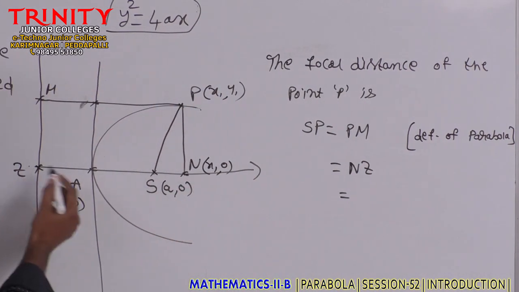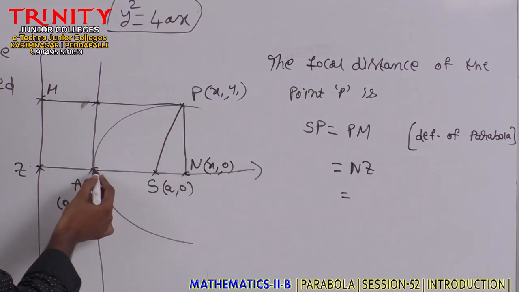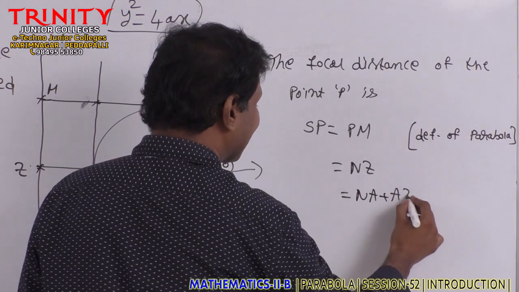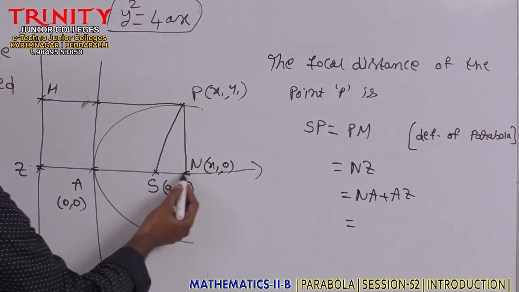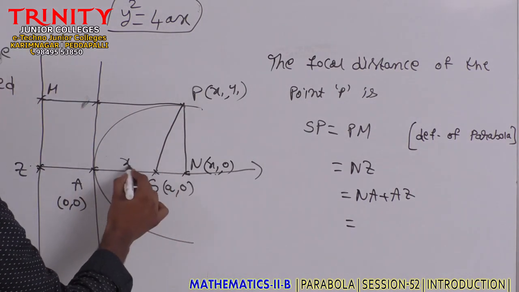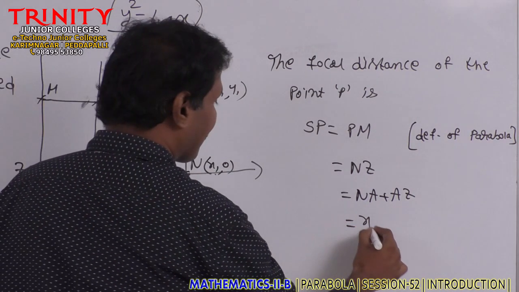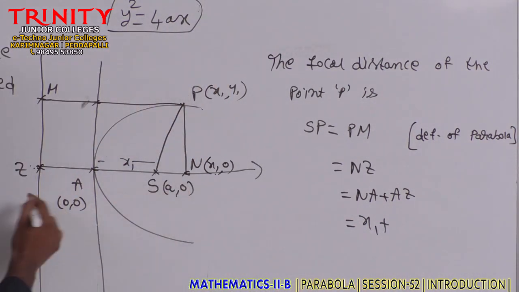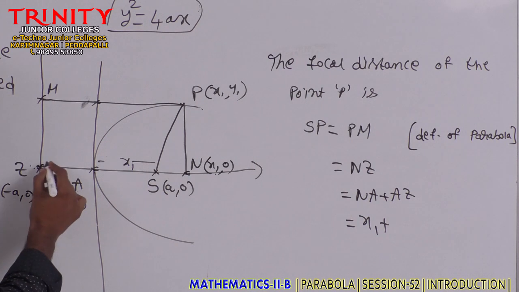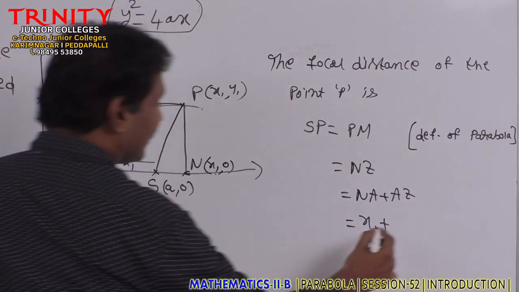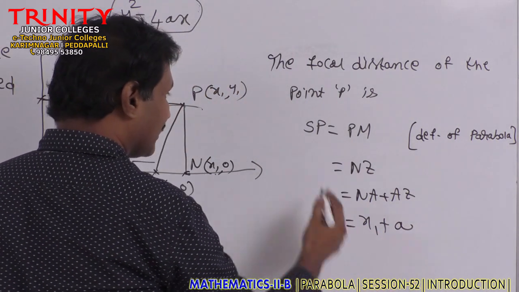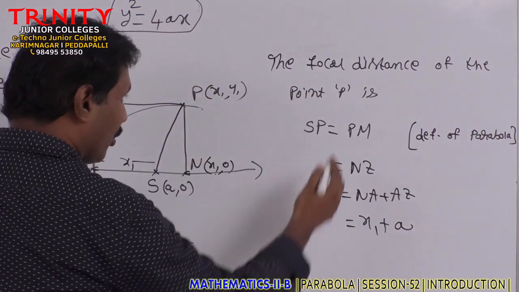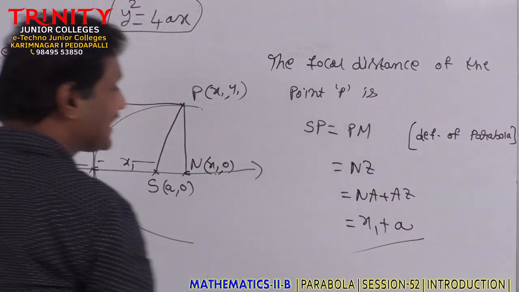NZ is nothing but the distance NA plus AZ. The distance from N to A is x1. The distance from A to Z, this is (minus a, 0), is a. Therefore, the length SP equal to x1 plus a. The focal distance is x1 plus a.